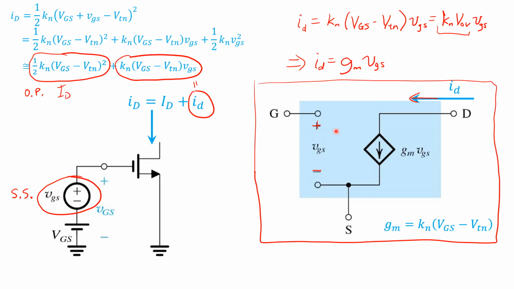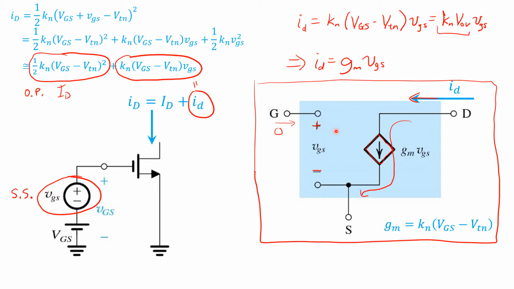We show a voltage-dependent current source here that gives us our small signal drain current, draws that current into the drain and out the source. In the gate, there's no current flowing, neither in the operating point analysis nor in the small signal analysis, because it's a MOSFET, and so there's truly an open circuit there at DC.